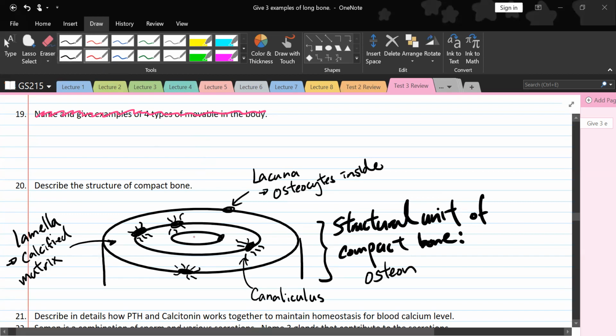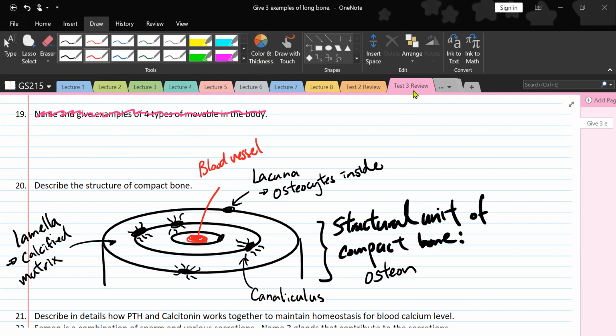And the central canal, that's where the blood vessel is going to be coming up. Okay, so that's like a blood vessel supplying the osteon. Okay.